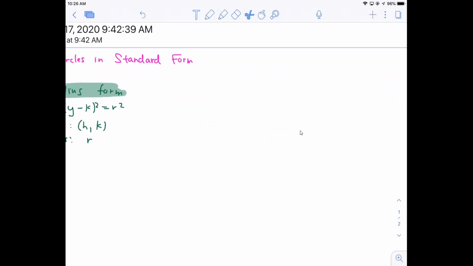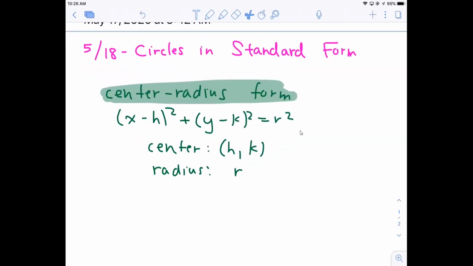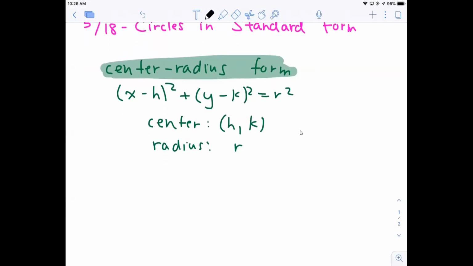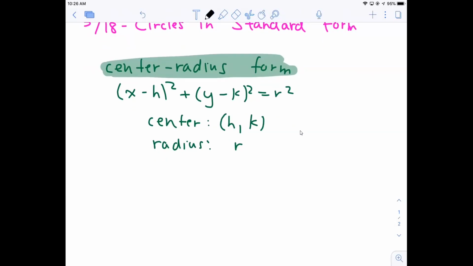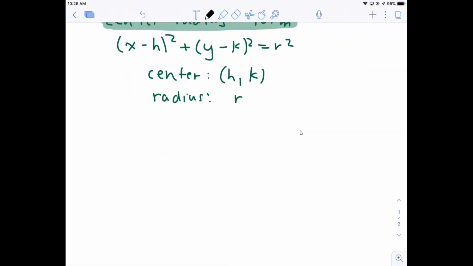If you forgot on Friday, this is what we looked at: equations of circles in center radius form. Here's our general equation. This is a very nice form because you can find the center, h comma k, and the radius very quickly and very easily. So what if they do not give it to us in this form? What could we do to make it look like center radius form? Let's take a look at our first example.